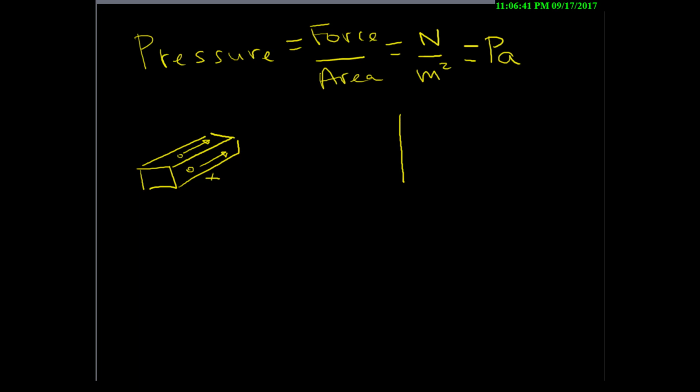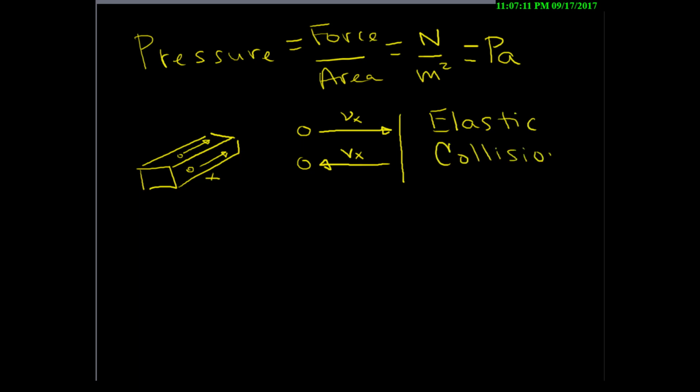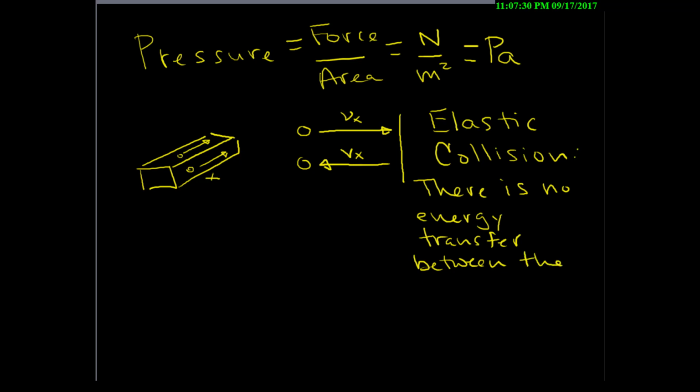And we're going to make a very odd assumption, and that is that upon the collision we are going to have some initial velocity, Vx, and that after the collision against the wall we will still have the exact same velocity, Vx, of the particle itself, and we know this as an elastic collision, meaning there is no energy transfer between the particle and the container wall.